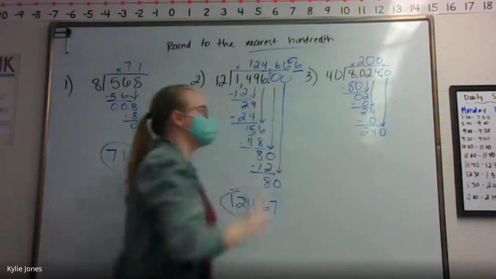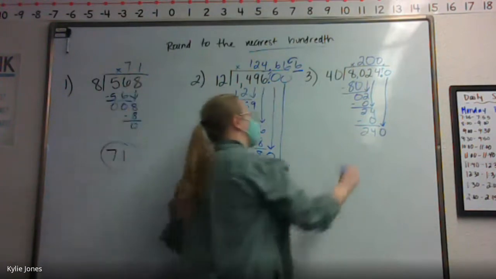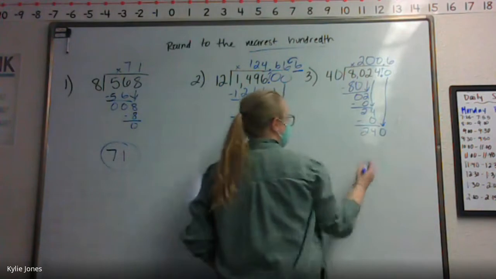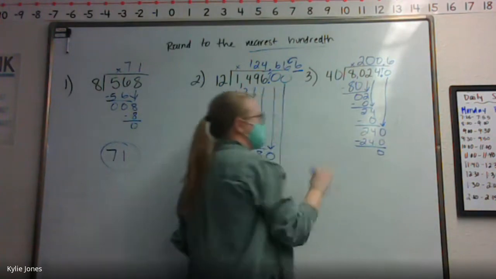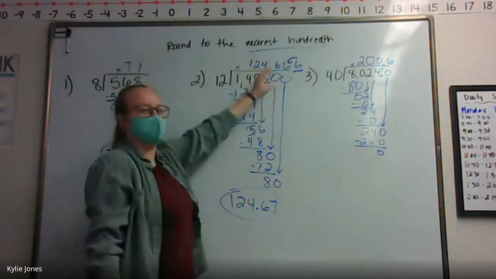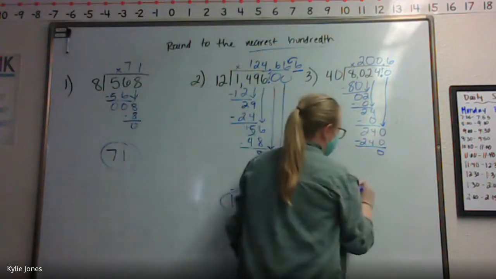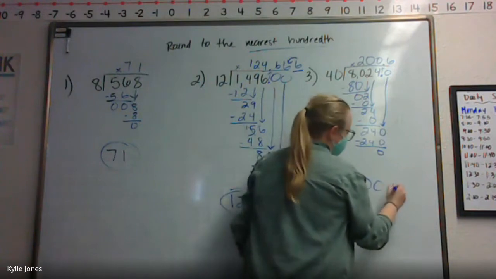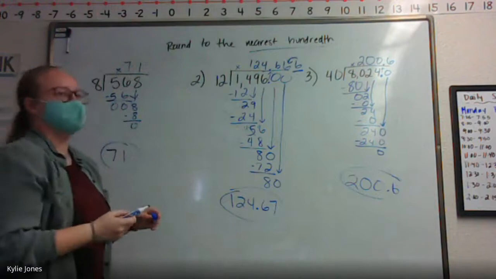Now, does 40 go into 240? Yes. It goes in 6 times. Does it go in evenly? Yes, it does. So do we need to go out to the nearest hundredth this time? No, because our decimal stops. So our answer here is 200.6.